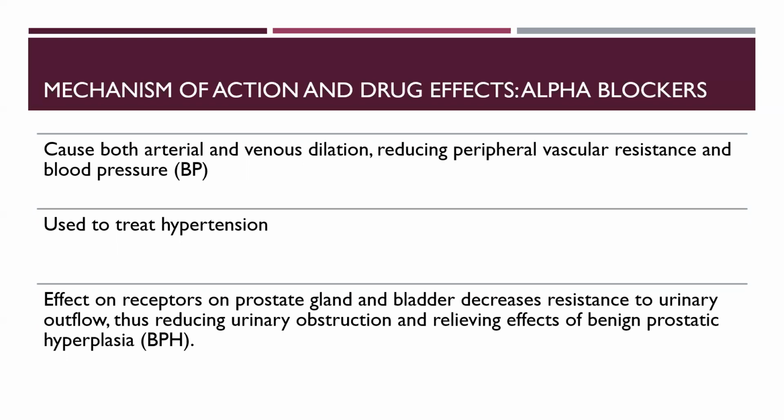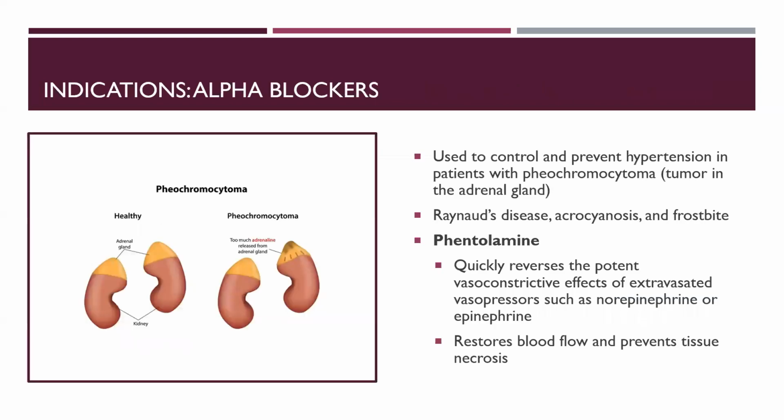So I would use these drugs to treat things like hypertension, because they cause both arterial and venous dilation, which reduces that peripheral vascular resistance and blood pressure. Effects on the receptors on the prostate gland and bladder decrease resistance to urinary outflow, thus reducing urinary obstruction and relieving effects of benign prostatic hyperplasia. So it's used a lot in our prostate medications.